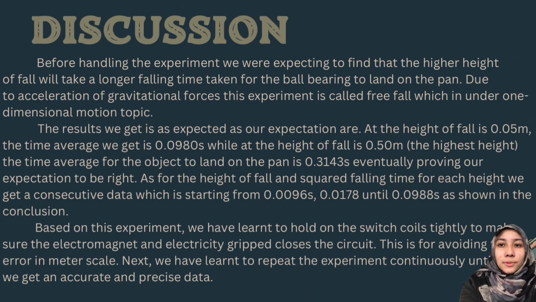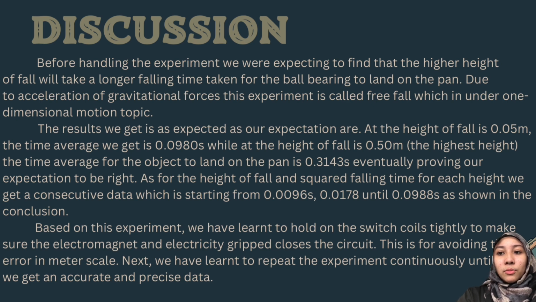Before ending this experiment, we were expecting to find that the higher height of fall will take a longer falling time for the ball bearing to land on the pen. Due to the acceleration of gravitational force, this experiment is called free fall, which is under the one-dimensional motion topic. The result we get is as expected.